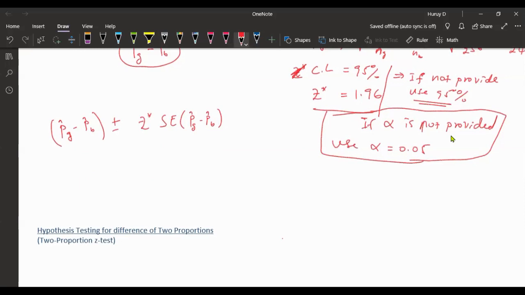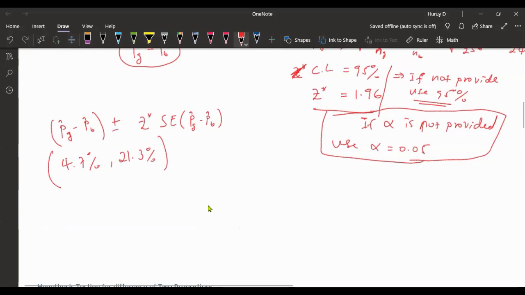Okay, so if you calculate this number, you will get 4.7%, or 0.047, to 21.3. So after doing the calculation, you will get this number. So this is the confidence interval of the difference.